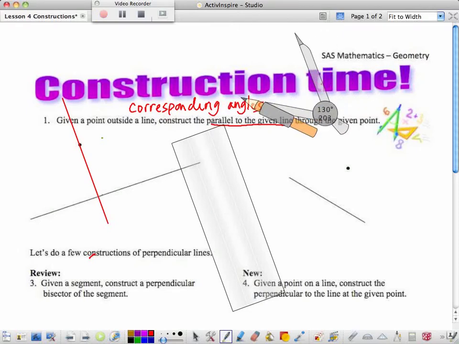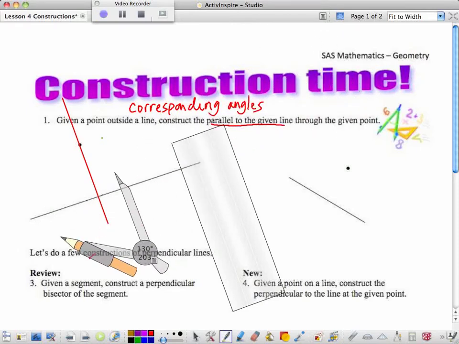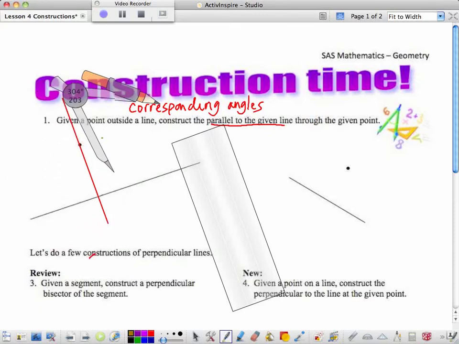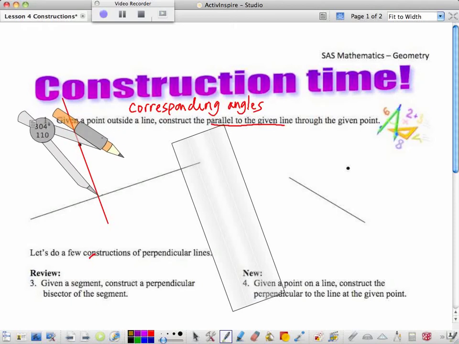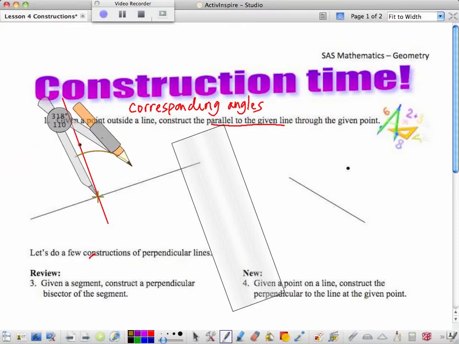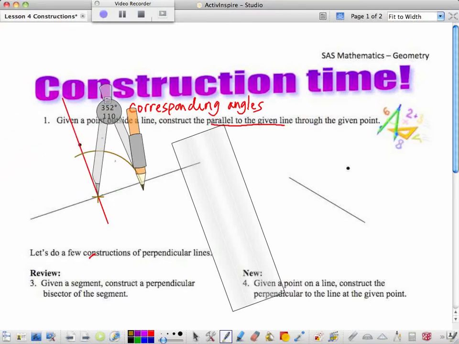Okay, then you're going to take your compass and you are going to make a corresponding angle. So here you have to put your compass so that the tip is right where the transversal and the given line intersect each other. And I have to make an arc that goes through the transversal and through the given line. So I'm making part of a circle there, right? It goes through the transversal and through the given line.